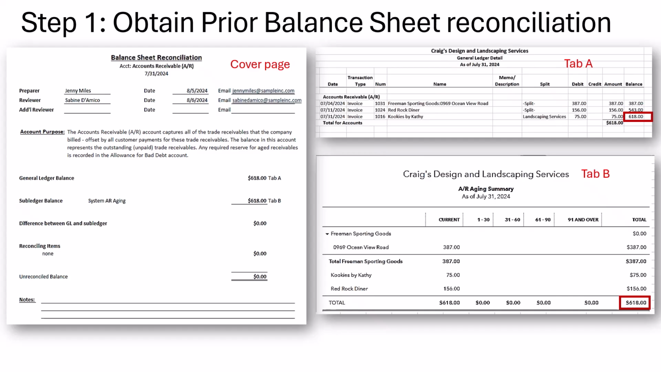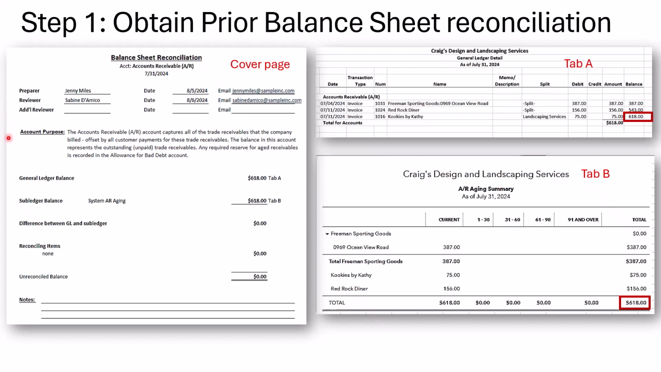Ideally, you would also have the prior month balance sheet reconciliation for the balance sheet account that you're reconciling. Typically, the accounting team maintains a separate folder that contains the balance sheet reconciliations for each month. And this is what the prior balance sheet account reconciliation for the accounts receivable account looks like for Craig's Design and Landscaping Services. The reconciliation consists of a cover page that shows at the top the header information, such as the title, account name, and the date, followed by the sign-off by the preparer and reviewers.